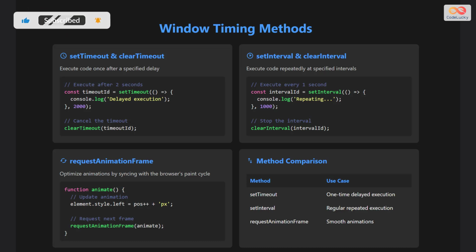For animations, you should use the requestAnimationFrame method. This method tells the browser that you wish to perform an animation and requests that the browser call a specified function before the next repaint. Let us compare the three timing methods. setTimeout executes once after a delay, setInterval repeats execution at intervals, and requestAnimationFrame is optimized for animations, synchronizing with the browser paint cycle.